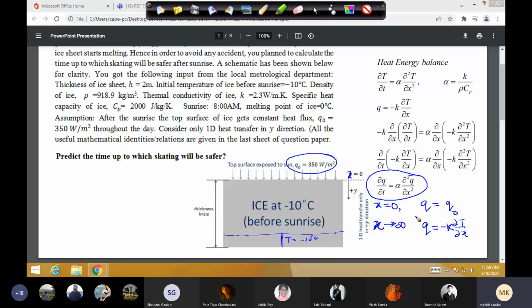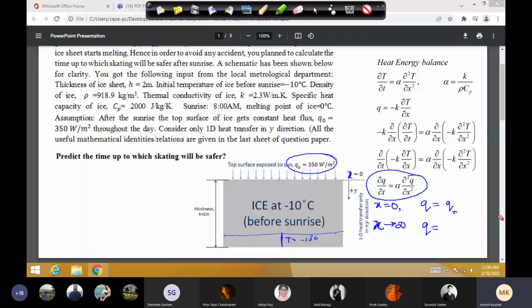So what will be the gradient if temperature is constant along x in the bottom region? What will be its gradient? Anyone? If T is constant with respect to x, yes? 0. Okay, so the other boundary condition is 0. Now I'm removing this minus k dT by dx. So Q is Q naught at one end and 0 at the other. The boundary condition is done.